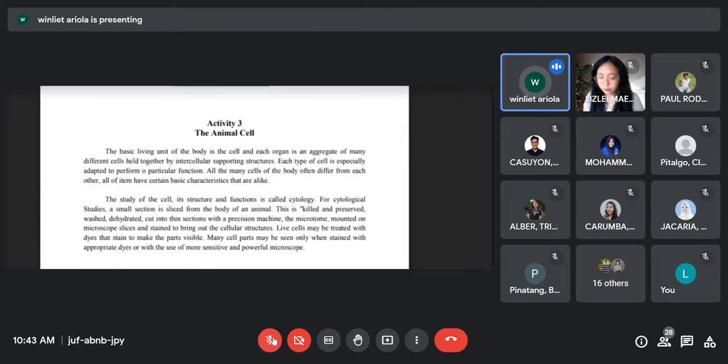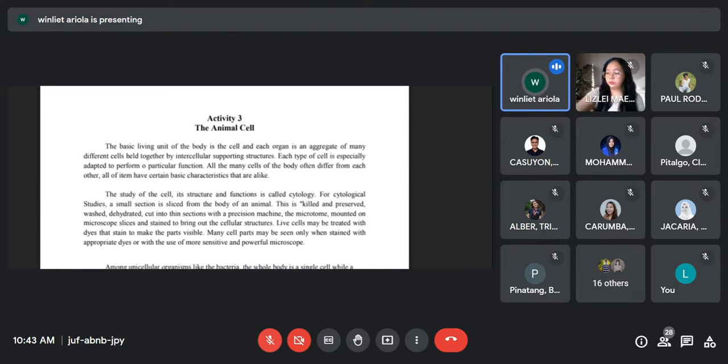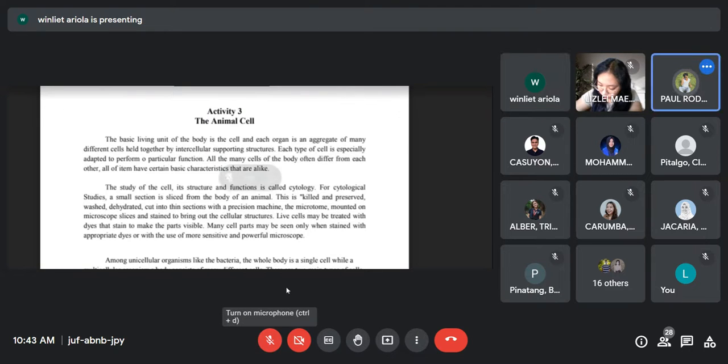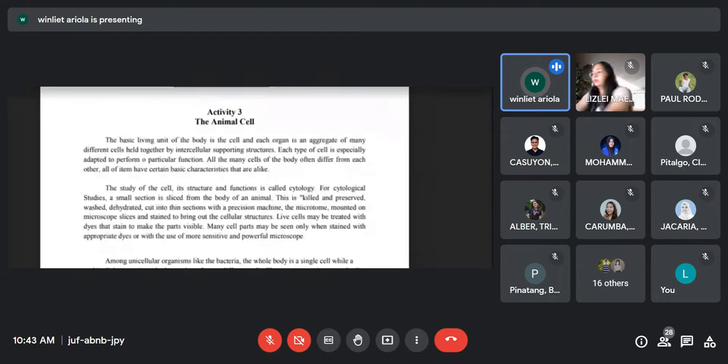Okay, so those are the 4 macromolecules in the living system. Okay, so any question for activity number 2 before we proceed with 3? Or everything clear? Clear na po, ma'am. Okay, very good. Let's go to activity number 3.